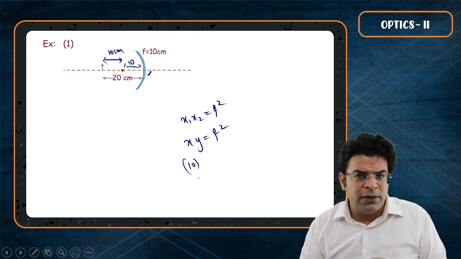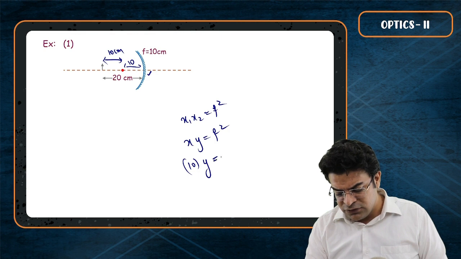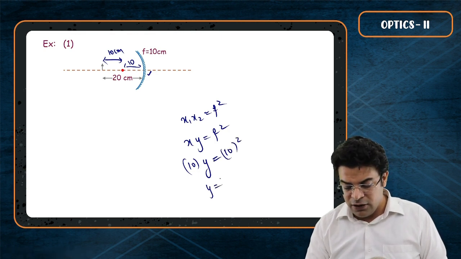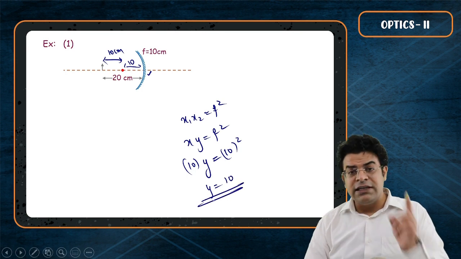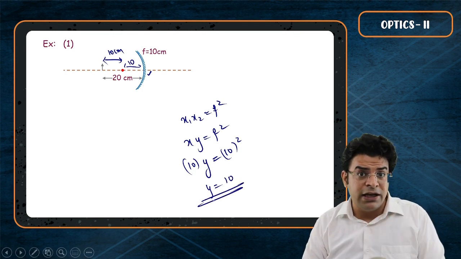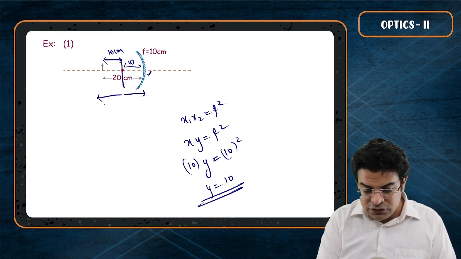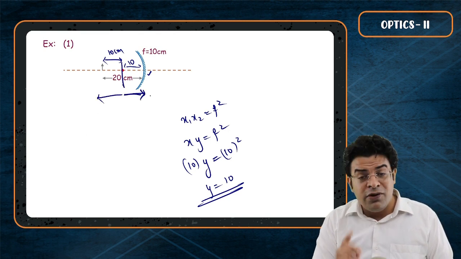We need to find the position of the image. Let's say its distance is y, and this has to equal focal length whole square, 10 square. So you will get that y equals 10. So the distance of the image from the focus has to be 10. So I should go from the focus 10 units this way or this way. If I go 10 units this way, I will reach the pole.